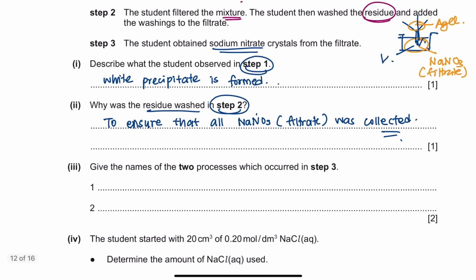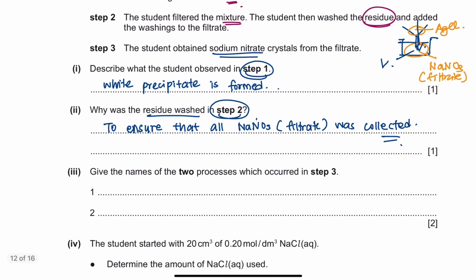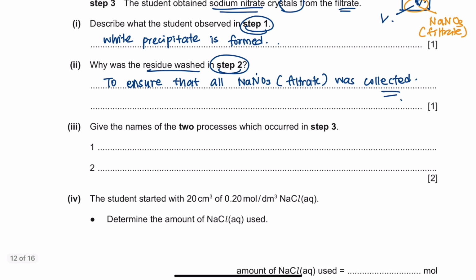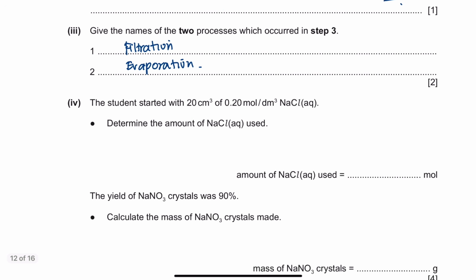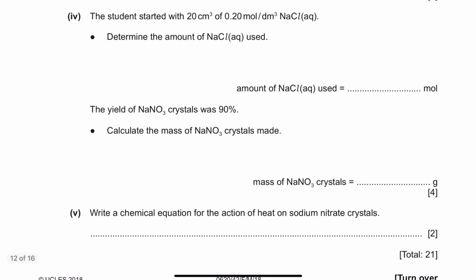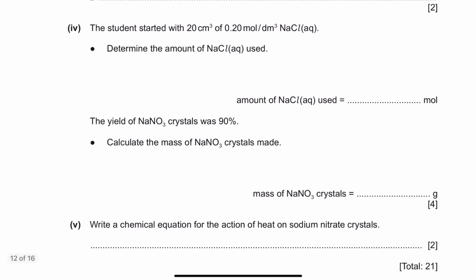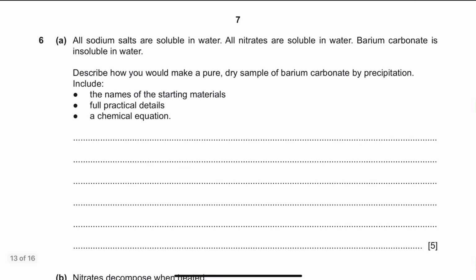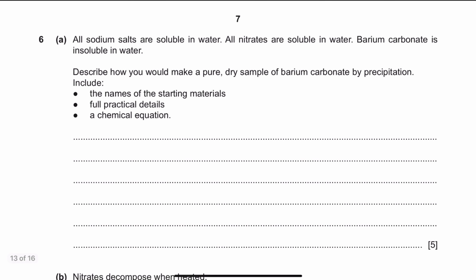Question 3, name 2 processes which occurred in step 3. So step 3, you are obtaining sodium nitrate crystals from the filtrate. So this would be the one where they ask you to lay out the steps in order to obtain a crystal. So some of the steps involved would be evaporation and filtration. So you can use those 2 common processes to answer this type of question. Question 4 and question 5 is not related to this chapter, and we have discussed this sort of question in our previous video.